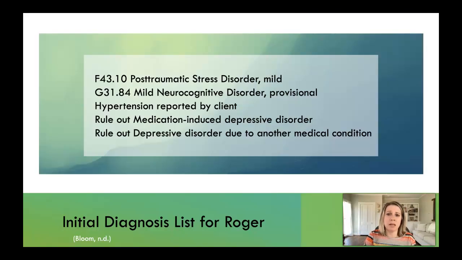Okay, so here's our formalized initial diagnosis list for Roger. F43.10, post-traumatic stress disorder, mild. G31.84, mild neurocognitive disorder, provisional. Hypertension reported by client. Rule out medication-induced depressive disorder, and then also rule out depressive disorder due to another medical condition.